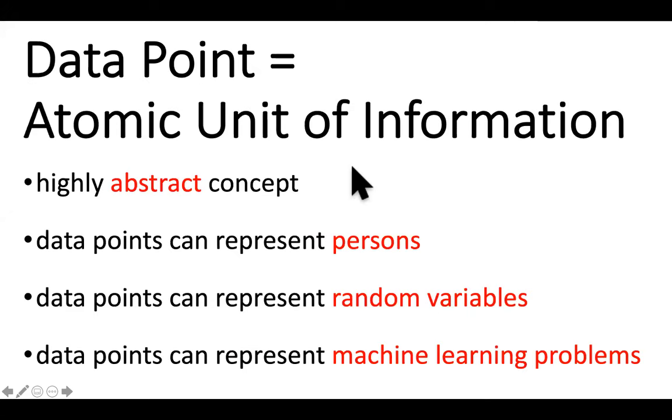So let's continue, or recap: a data point is a highly abstract concept. A data point can be anything. The important thing is that this object can carry information. It can take on different values, like a cow. A cow can have different properties that distinguish it from other cows. So a data point is something that can tell us something, that carries some information.